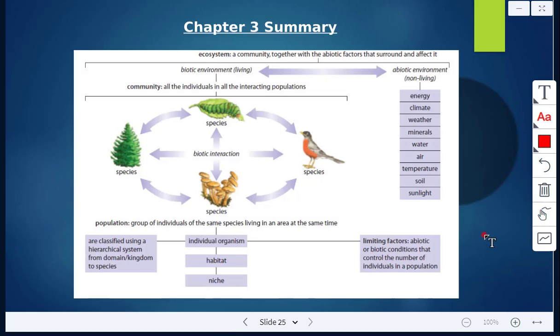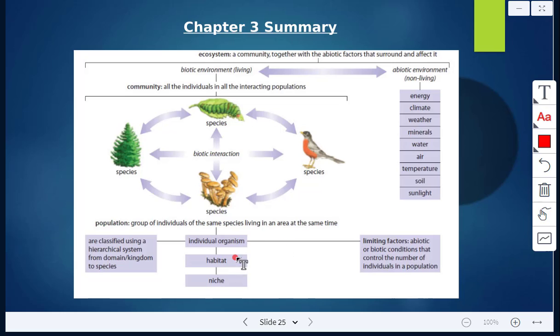So here's just a summary of Chapter 3, everything we've talked about. Ecosystems: it's a community together with abiotic factors and biotic factors. Here are some examples of abiotic factors. Biotic factors include all the living components. Communities are all the individuals in all of the interacting populations. When we talk about just a population, it's a group of individuals of the same species living in an area at the same time. All right, and then limiting factors that we talked about today, these are abiotic or biotic conditions that control the number of individuals in a population.